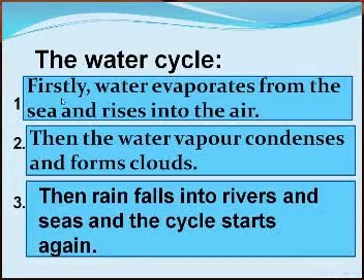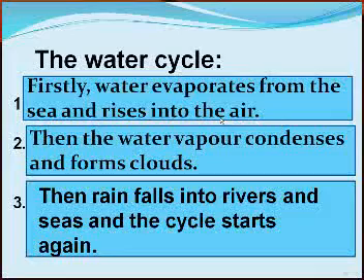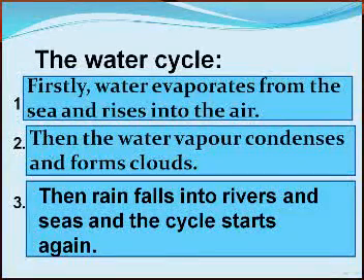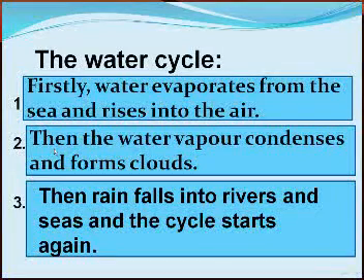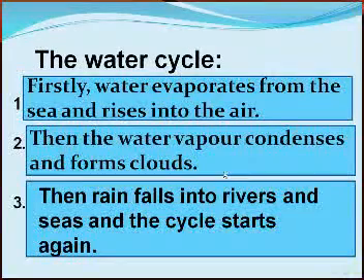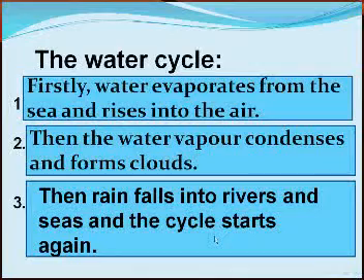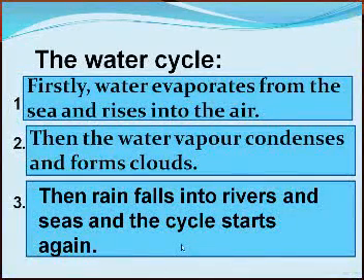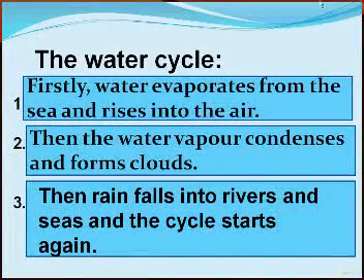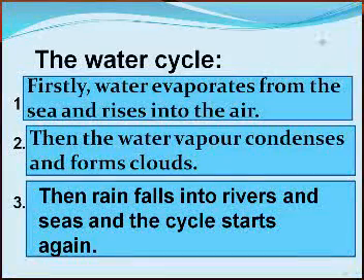About the water cycle, you could write, firstly, water evaporates from the sea and rises into the air. Then, notice here we used firstly and then in the next sentence. Then the water vapor condenses and forms clouds. Then rain falls into rivers and seas, and the cycle starts again. So, again, any meaningful sentence is accepted here, as long as it's related to the topic.